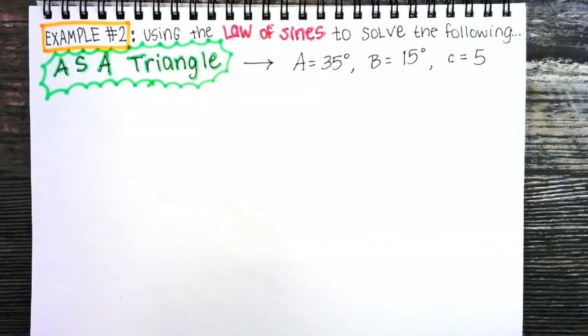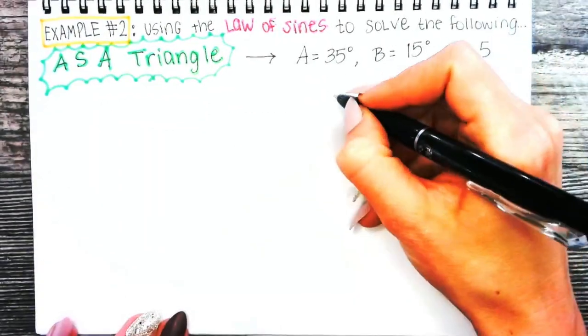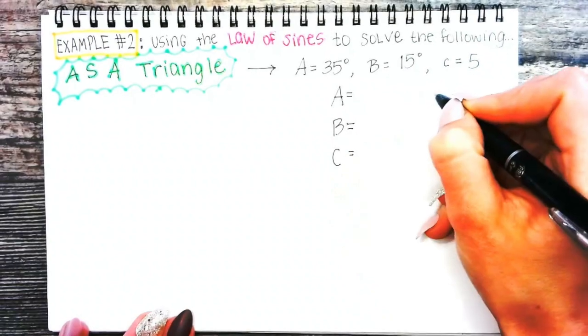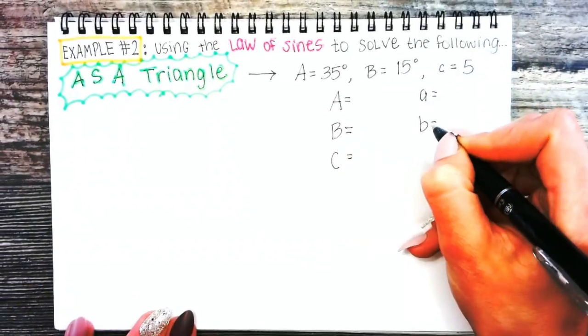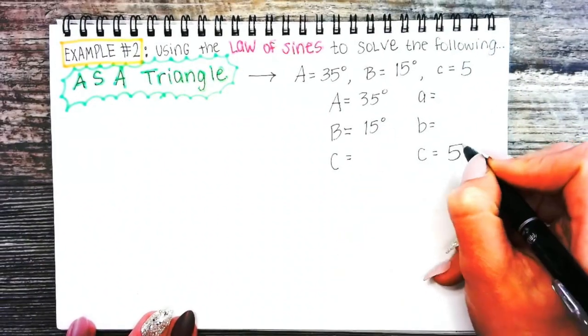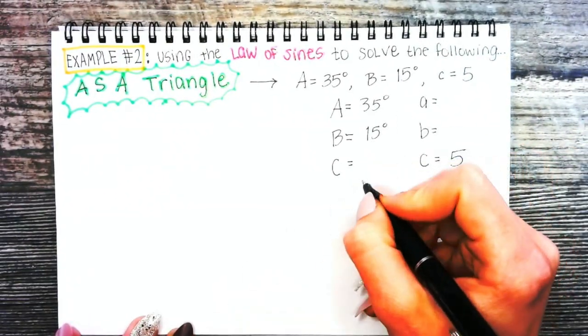I'm going to set up this problem the same way I set up the other example. I begin by writing out the capital letters to represent my angles beside the lowercase letters to represent the opposite sides. I'm going to fill in the values that I already have, and since I have 2 angles already, I will find my third angle first.